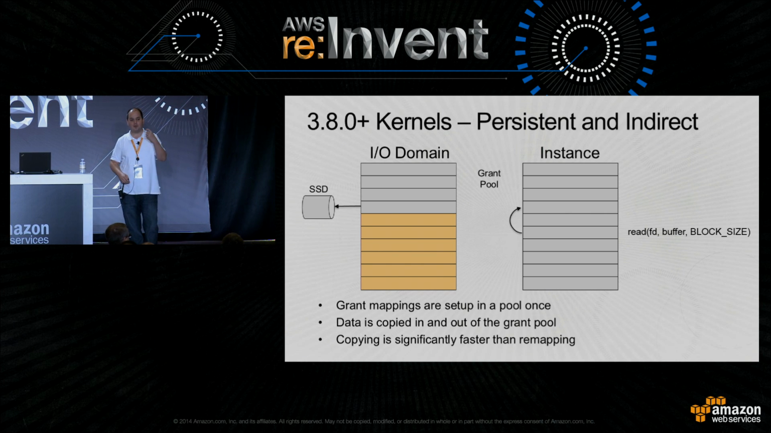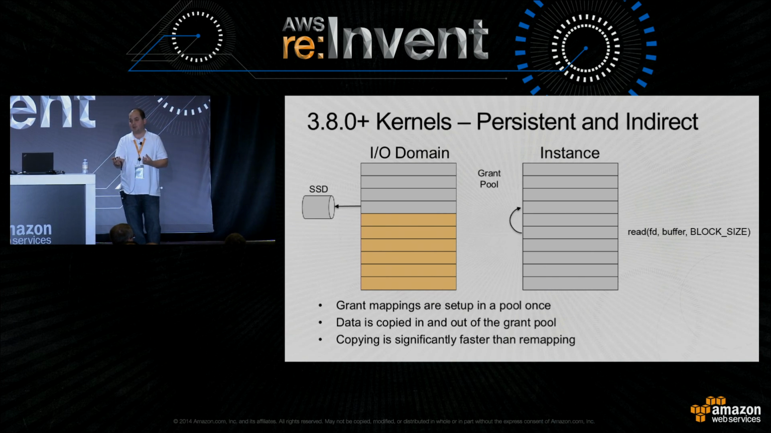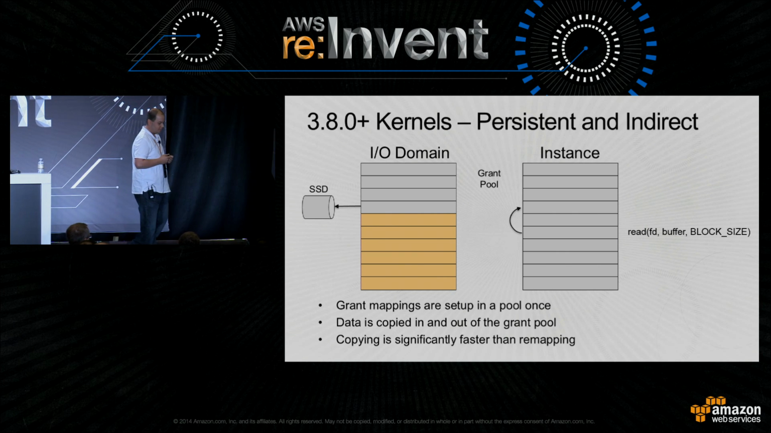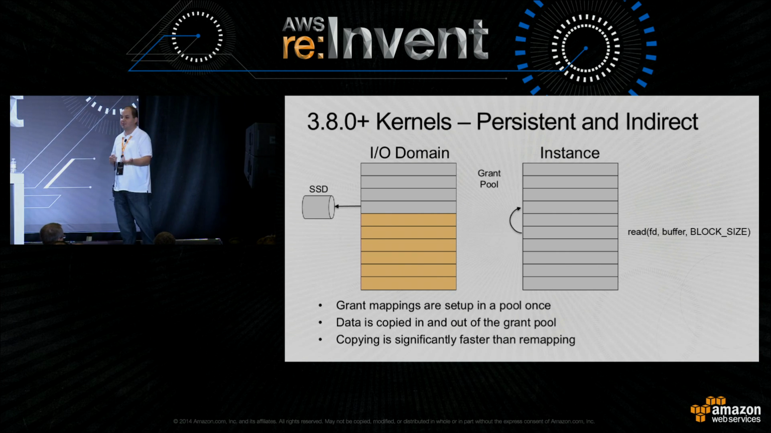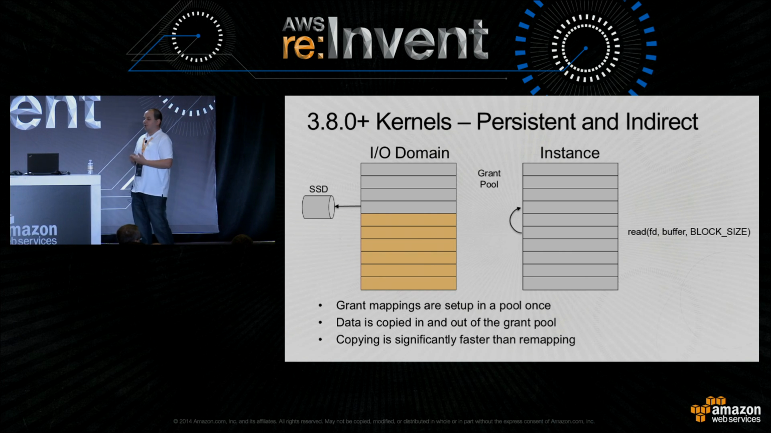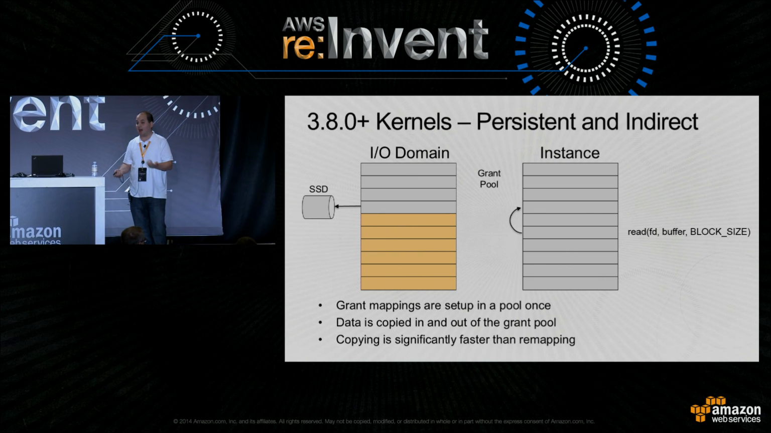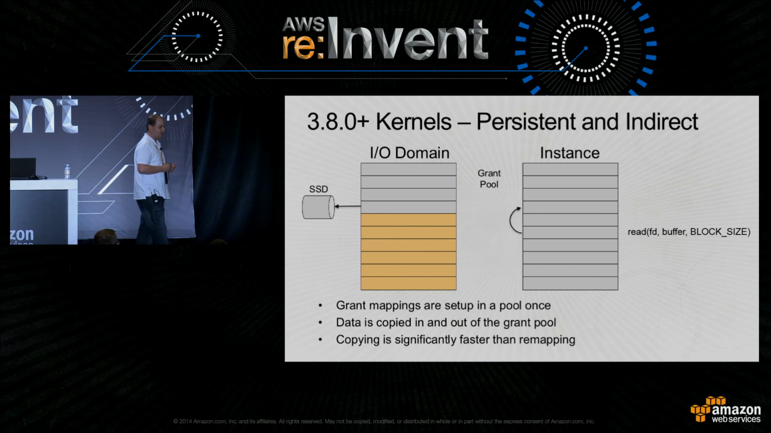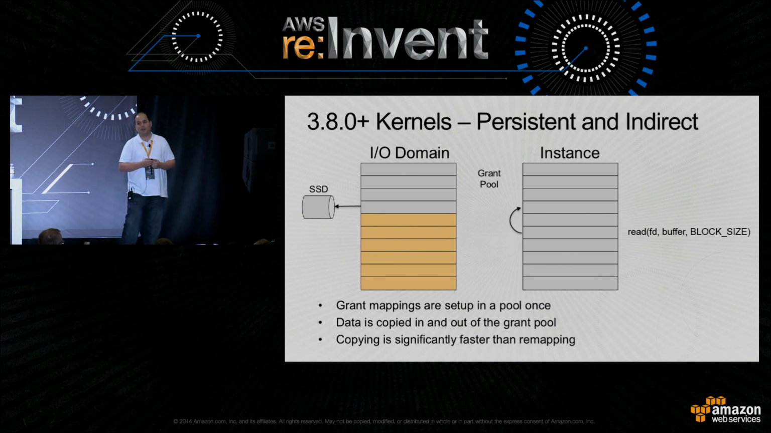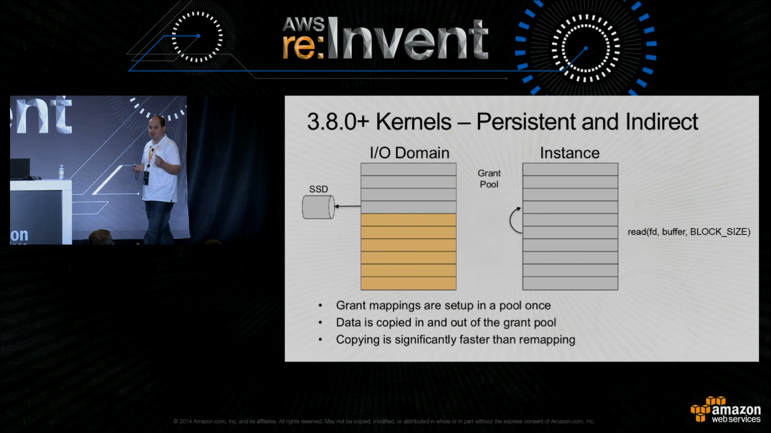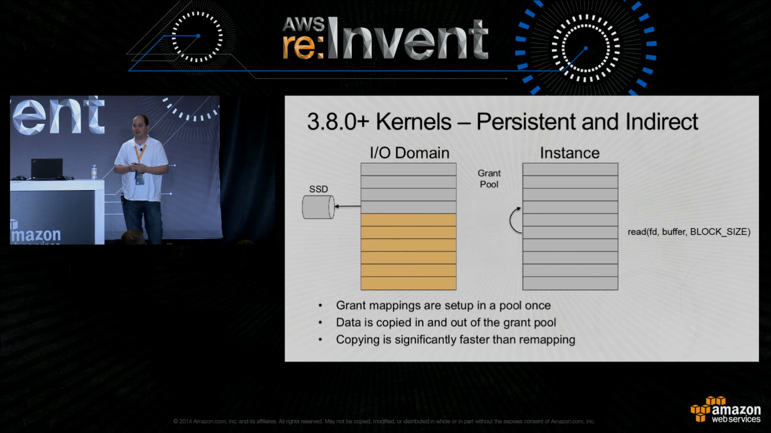So every time you want to do I/O, instead of granting permission to access that page, you pick a location within the persistent grant pool, you do a copy into the persistent grant pool, and then you tell the I/O domain about that location. So instead of doing these TLB flushes, you instead are doing data copies. It turns out that modern processors are really, really good at copying data, particularly if it's hot data, if it's data that's been recently accessed. And there's almost a doubling in IOPS performance using this copying mechanism over the remapping mechanism.